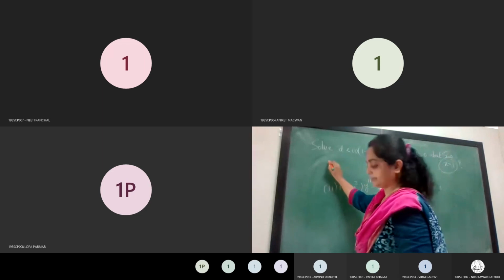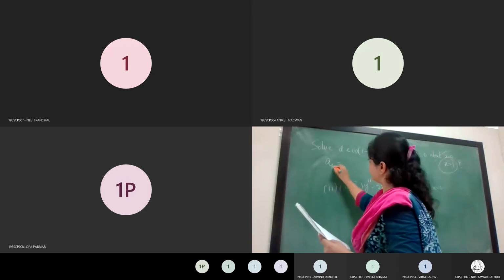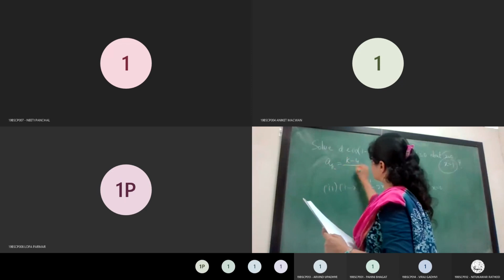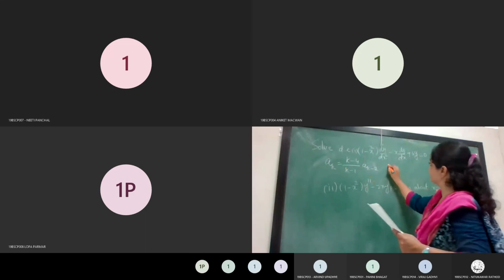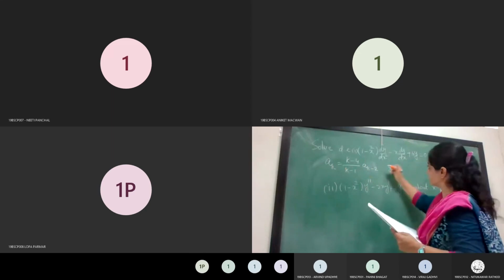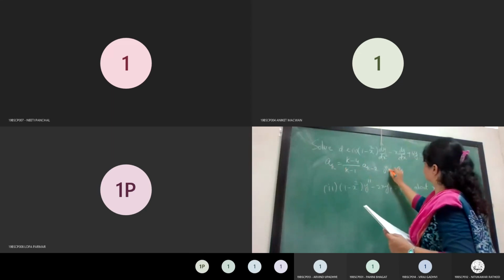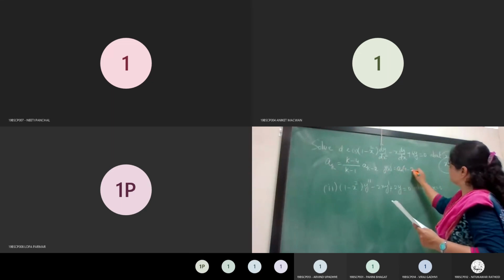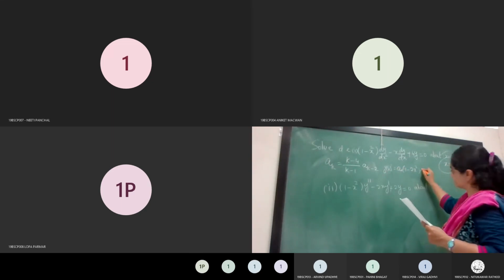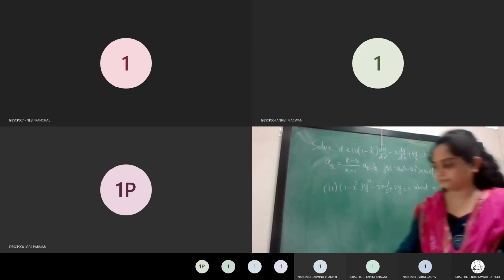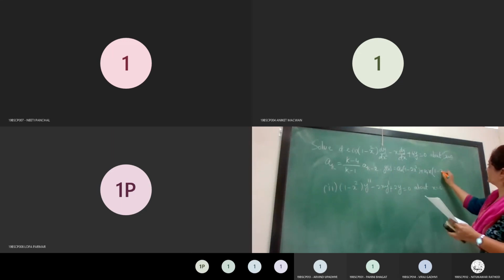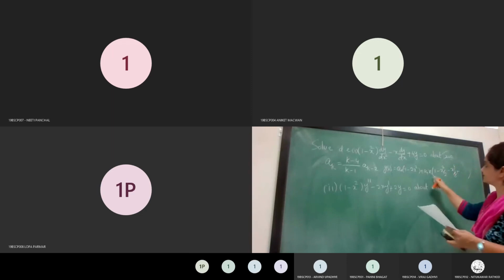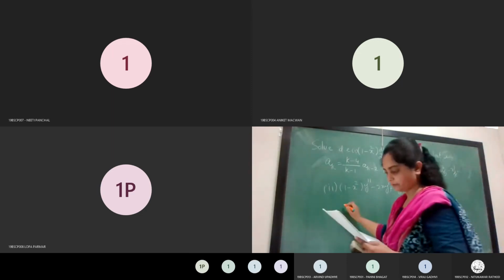So here for this one you will get the recurrence relation as a_k = (k - 4)/(k - 1) a_{k-2}, and the answer you will get is y = y(x) = a0(1 - 2x^2) + a1(x - x^3/2 ...) plus so on. This is the answer for this one.